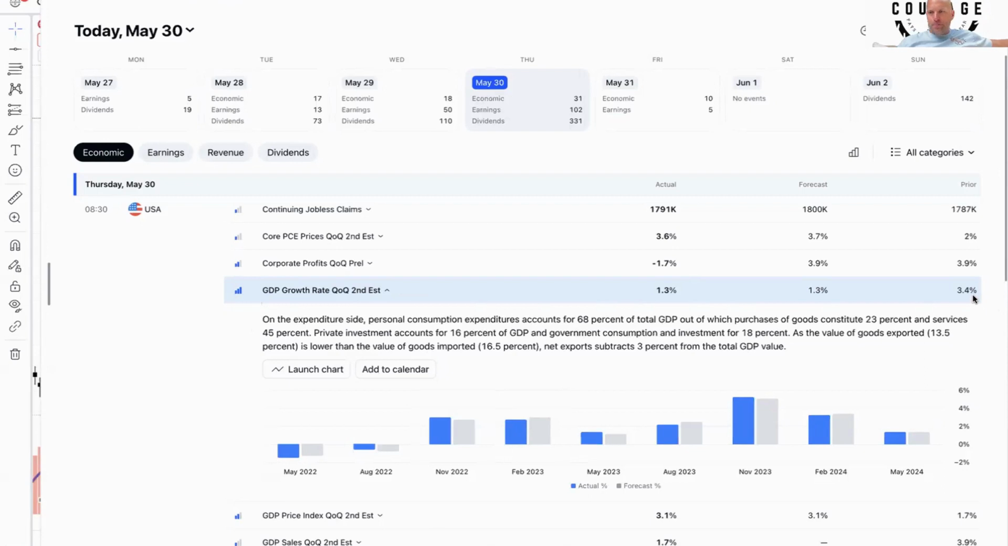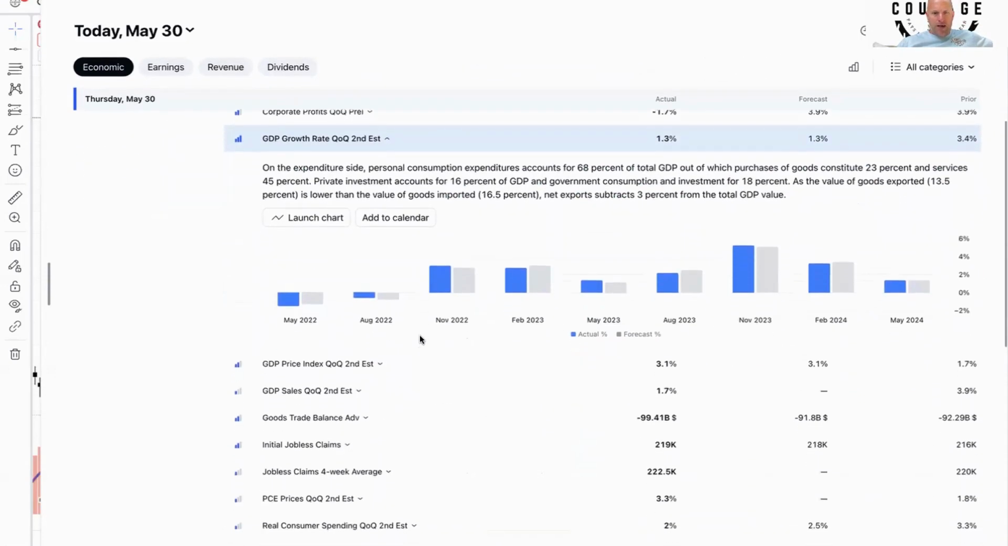You can see that the previous reading on GDP back in April was 3.4%. This month we're at 1.3%, which shows that there's some slowing in the economy. It's contracting a little bit, which is what the Fed wants to see. They want to see things slowing down so that they can have evidence to use for rate cuts. So that's what we're seeing with that smaller number for GDP.